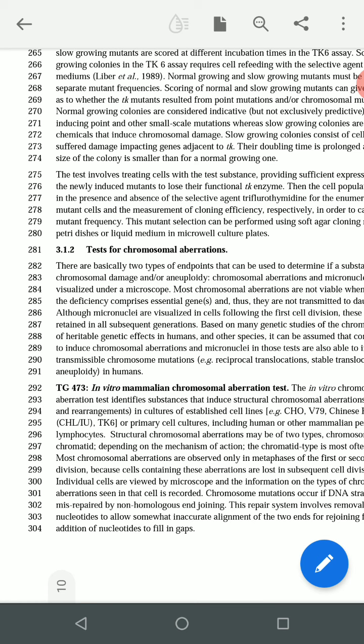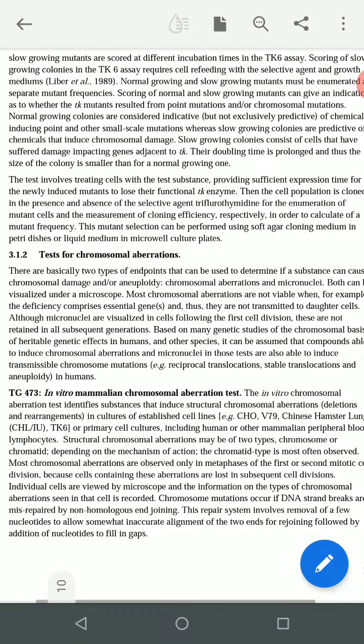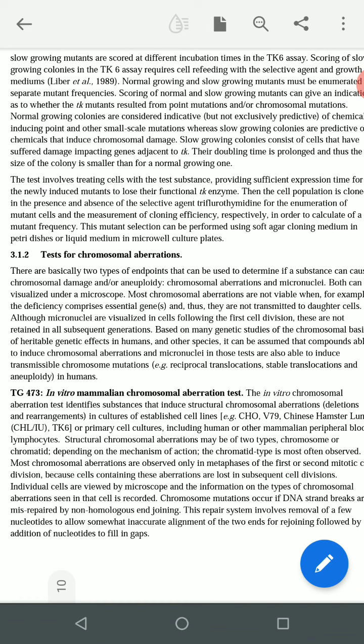Although micronuclei are visualized in cells following the first cell division, these are not retained in all subsequent generations. The appearance of the micronuclei in daughter cells will be observed only on the first cell division. In subsequent generations, there is no observation of the micronuclei under the microscope.